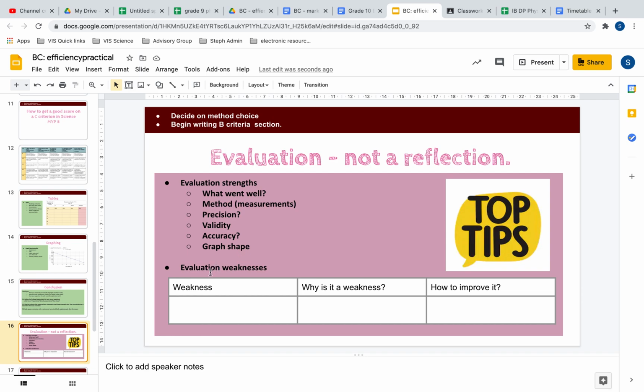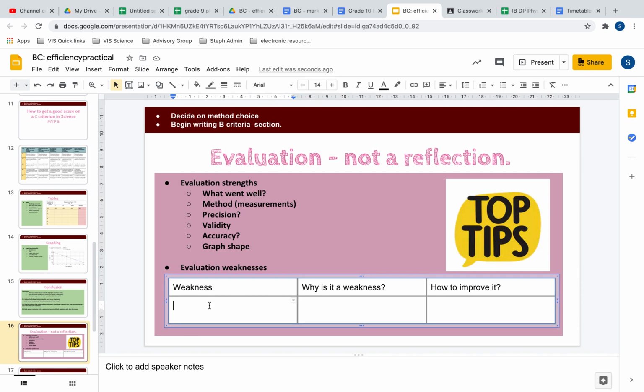We have to, though, also consider weaknesses. So weaknesses could be, for example, like I said before, you were dropping it. Maybe you were dropping a ball, for example, but actually maybe you didn't take so much care because you were trying to quickly go through the experiment. And so maybe you didn't release it exactly the same way each time. Maybe you weren't so careful with taking your readings.